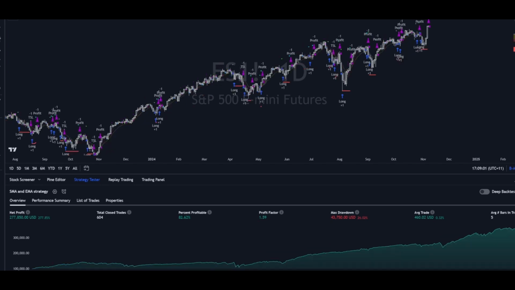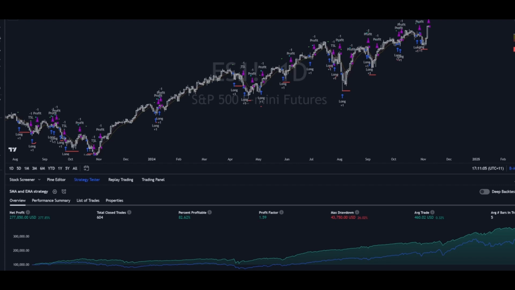Next is the SMA and EMA strategy. So here we've got a net profit of $277,000, a little less frequent on this one with only 604 trades. So this one gives us a trade every roughly 11.3 trading days. A pretty respectable win rate at 82% and a good profit factor at 1.6. The drawdown is at about 26%, it's not too bad, and the average trade at $460 is pretty good, and the average trade time is about 5 trading days. When we compare to buy and hold, we can see that our equity curve has once again comfortably held above that buy and hold benchmark for the entirety of the data set.